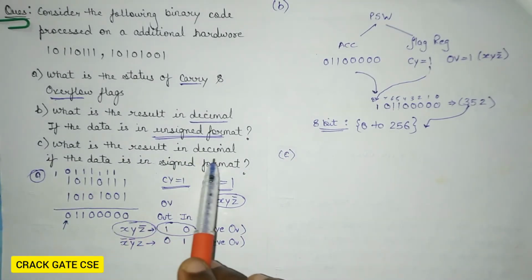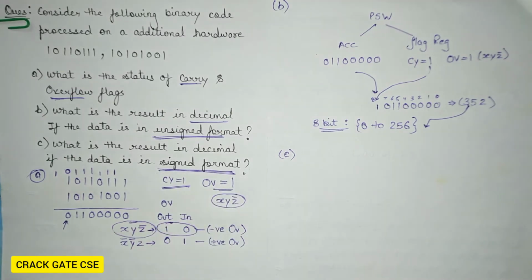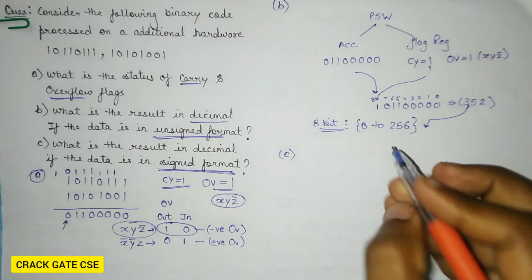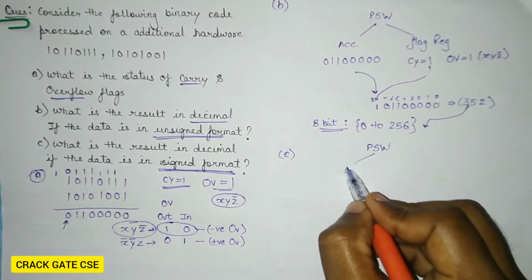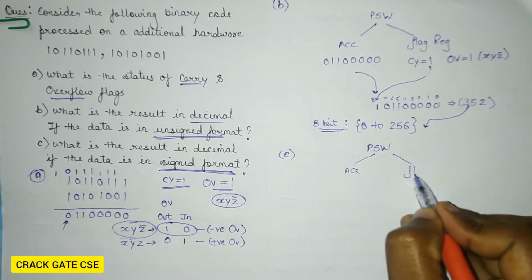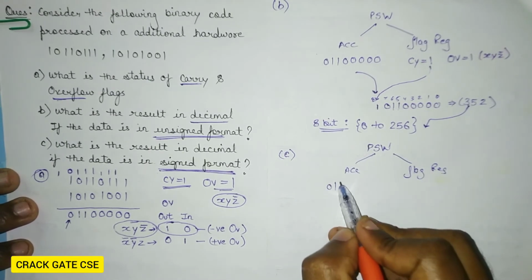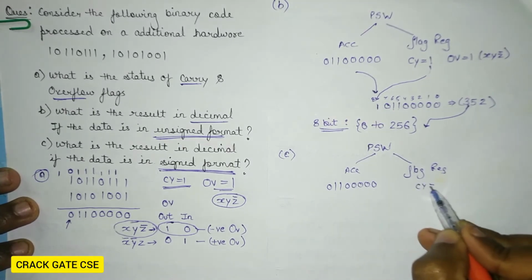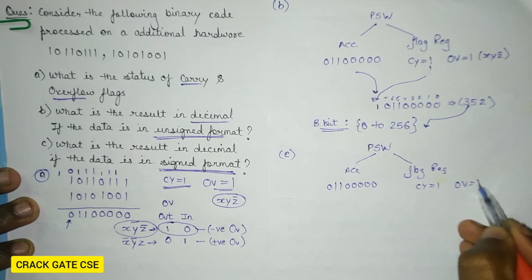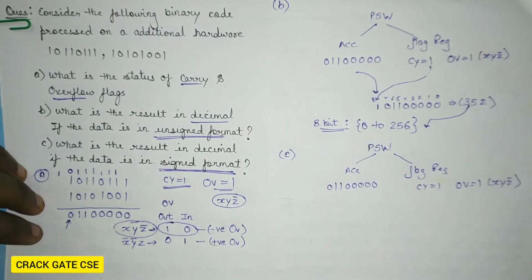What is the result in decimal if the data is in signed format? Now they are saying that the data is in signed format and we have to find the decimal value according to that. So again we are moving on to the PSW register. Again we are having the accumulator and flag registers. Here we are having values as 0 1 1 0 0 0 0 0, and here carry is equal to 1 and overflow is equal to 1. So we are having XYZ bar, that means a negative overflow.